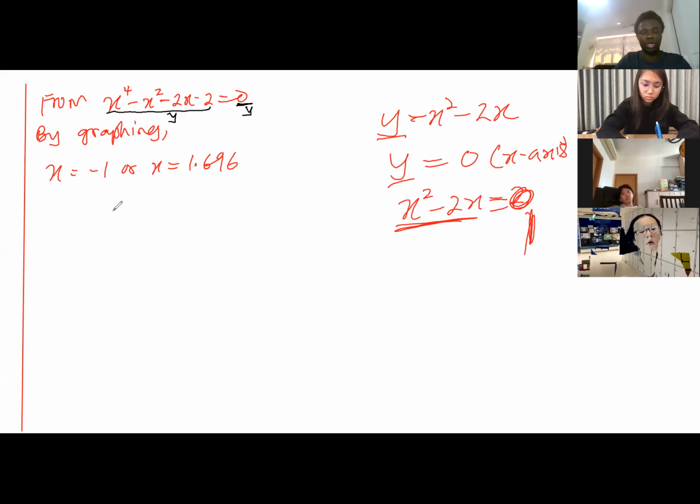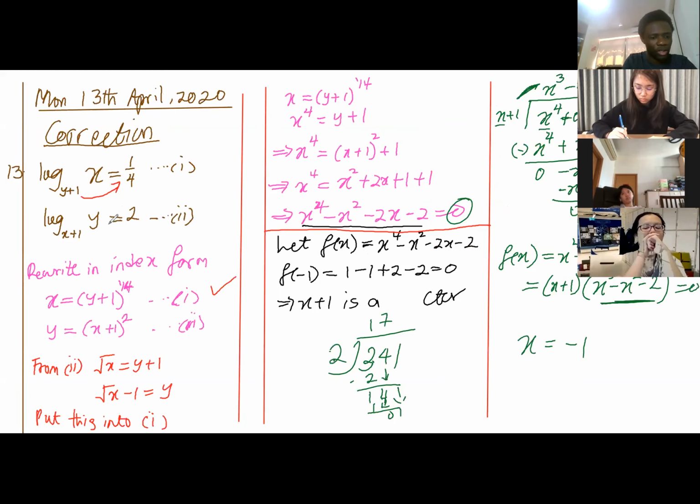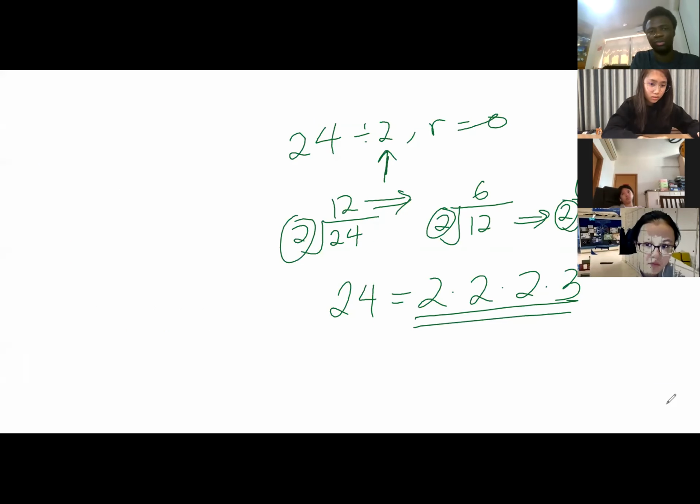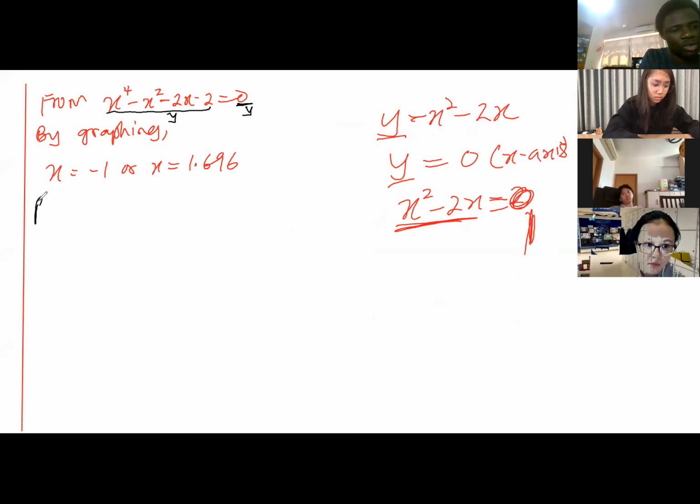So once we know our x, then we substitute back into y. We can make use of this because it has y. We don't have to waste time doing anything else. Okay? So we can put x into equation 2. Equation 2 says y equals x plus 1 squared. I check that.